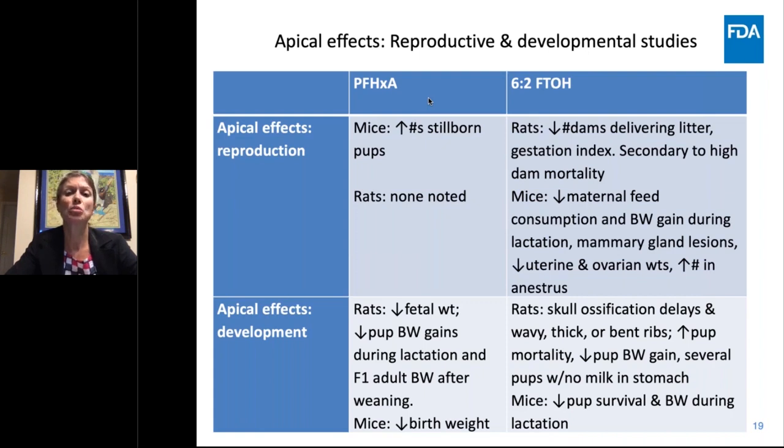In rats, there were marked effects with the fluorotelomer. There were marked effects in both mice and rats. In rats, there were decreased numbers of dams delivering litters, decreased gestation index. This could have been secondary to high dam mortality. However, in mice, there was decreased maternal feed consumption and body weight gain during lactation. There were mammary gland lesions, decreased uterine and ovarian weights, and increased numbers of mice in estrus.